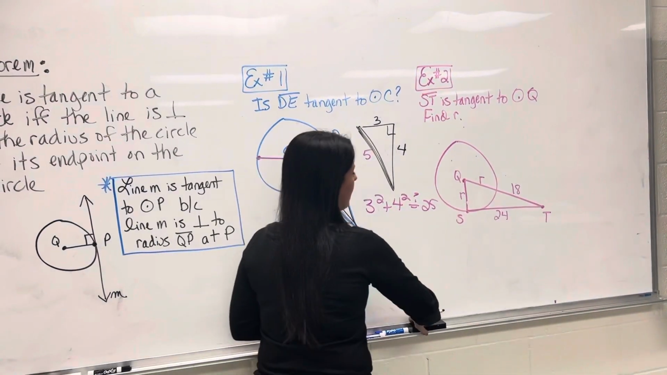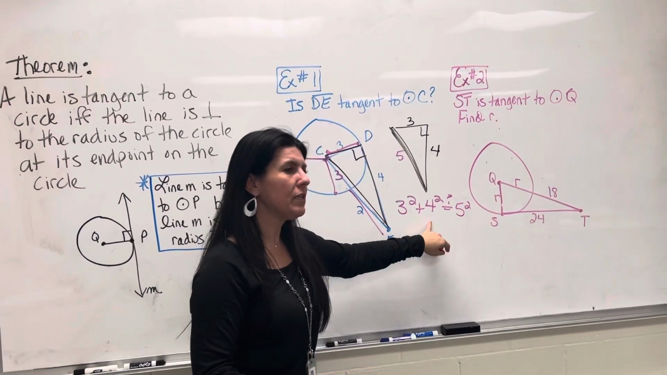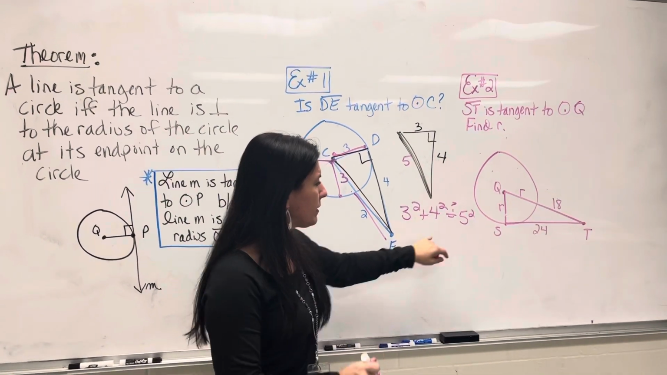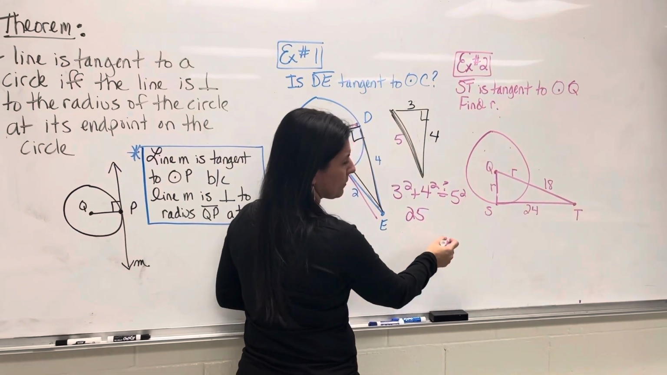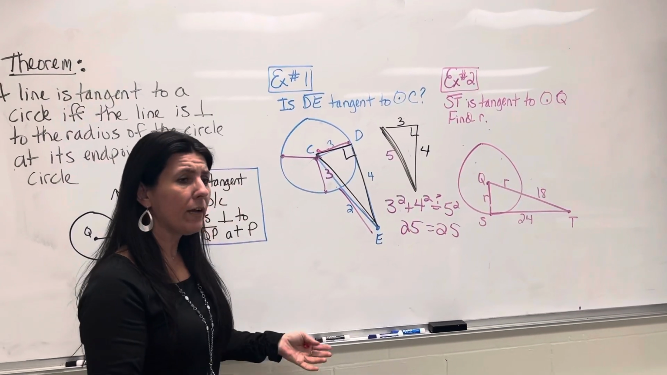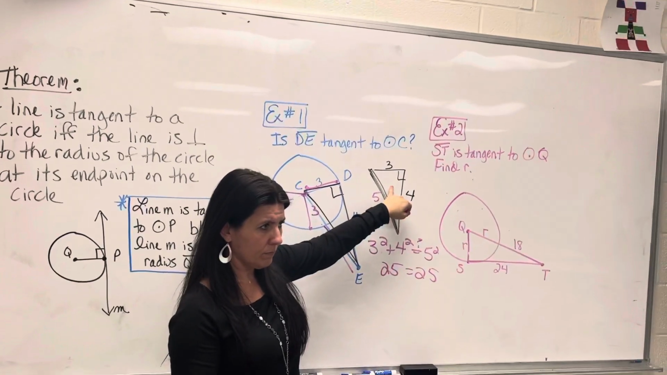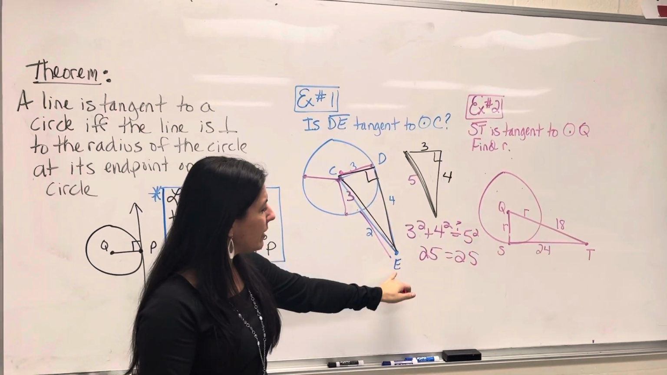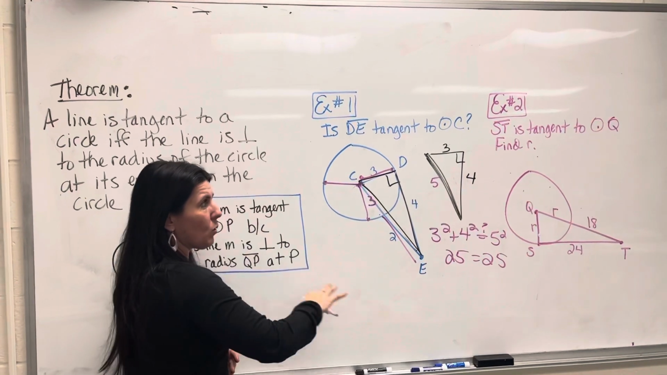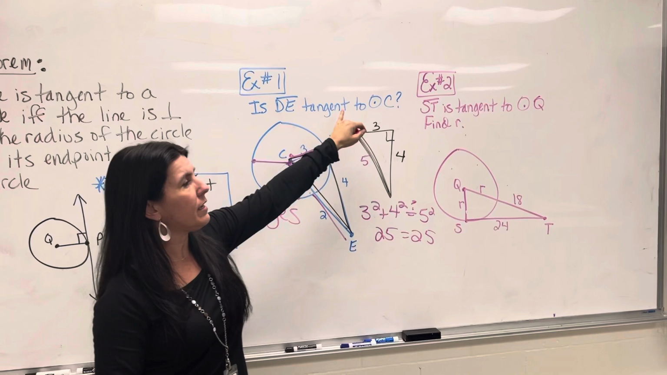Whoops, I meant to write 5 squared. A squared plus b squared, we want to know if it equals c squared. 9 plus 16 gives me 25. 5 squared is 25. Because it works, meaning that the equation is equal, that means that this is a right triangle, which means this is a tangent line because it is perpendicular to the radius. So all of this work and this understanding for an answer of yes, DE is tangent to circle C.